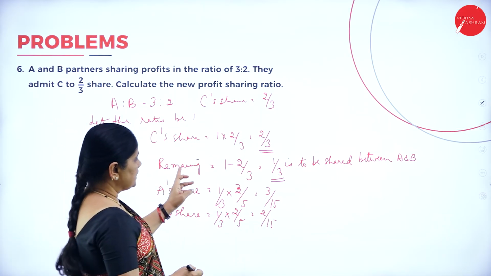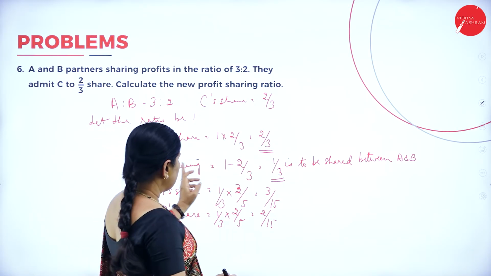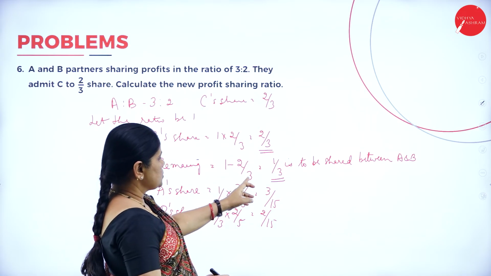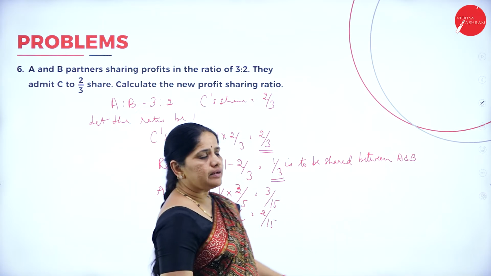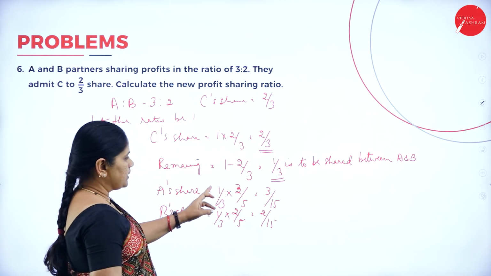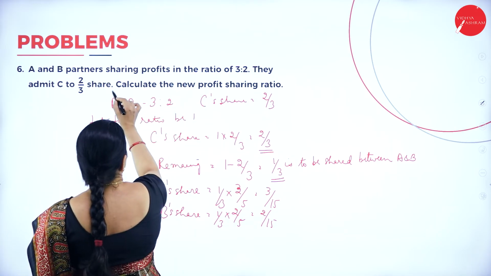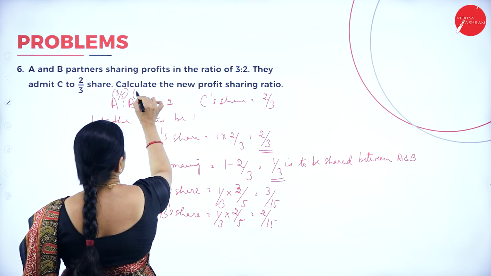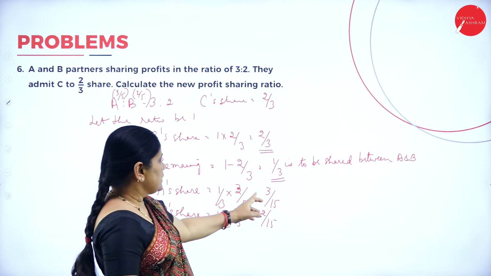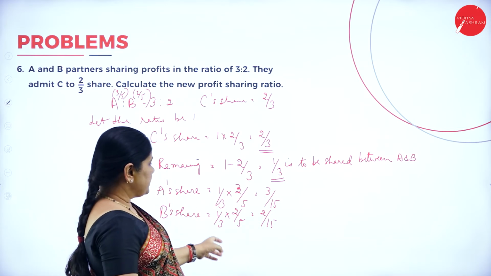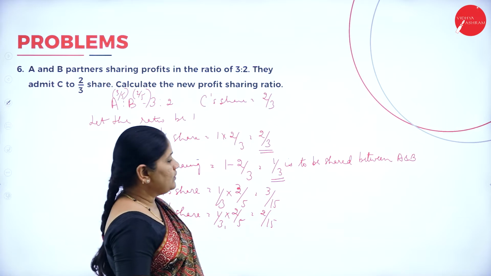Now, if you can see here, the C share is 1 into 2/3, that is 2/3. So, the remaining will be 1 minus 2/3 equals 1/3. It is to be shared between A and B. So, A's share will be 1/3 into 3/5. Here it is 3/5 and B's share will be 2/5. So, 1/3 into 3/5, that will be 3/15. B's share will be 1/3 into 2/5, that is 2/15.